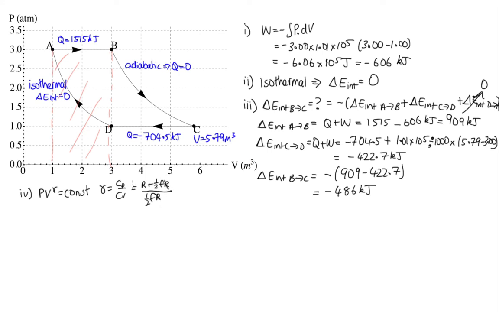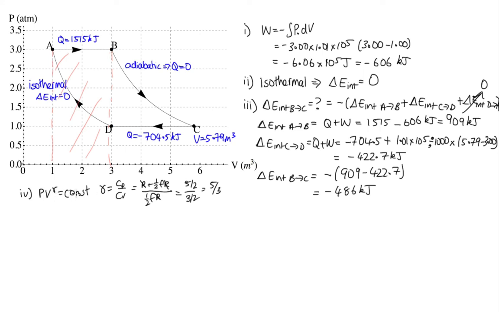So all those R's cancel out, and we're told at the start that this is a monatomic ideal gas, and because it's monatomic, we know that F is equal to 3. So here we've got 1 plus 3 over 2 divided by 3 over 2. So that's 5 over 2 over 3 over 2, which is equal to 5 over 3. So we've worked out what the gamma is.